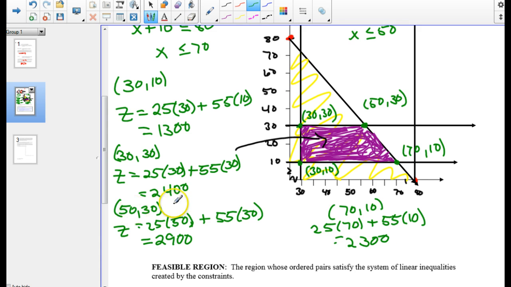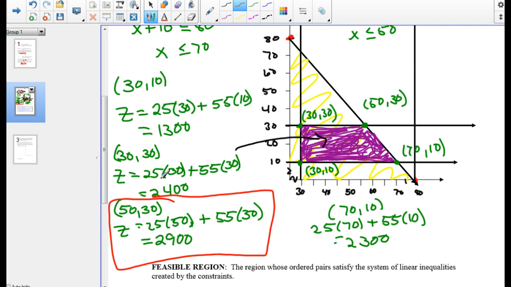So what is our max profit in this case? Yeah, it's this one right here. So, how many shelves and how many desks do we want to make? 50 shelves and 30 desks. Okay, to get our maximum profit. All right?